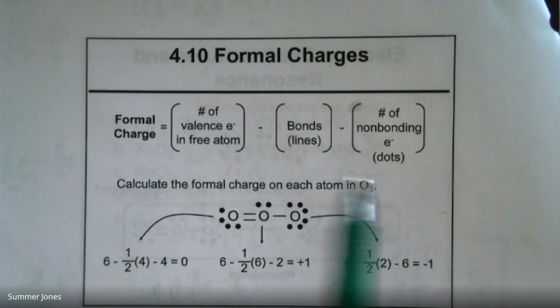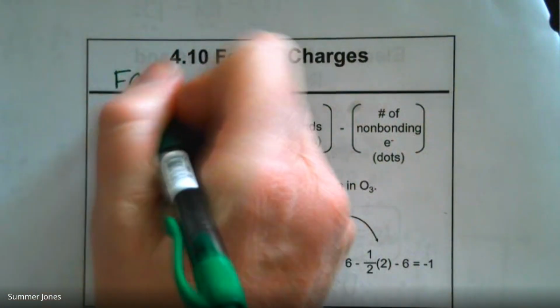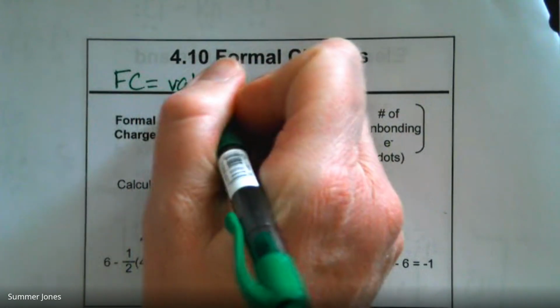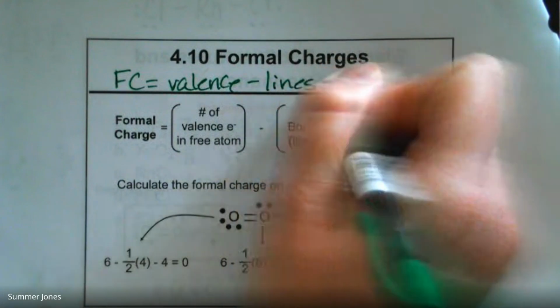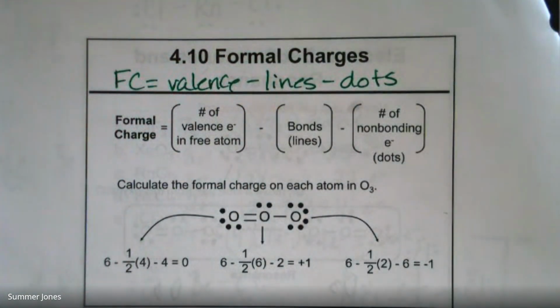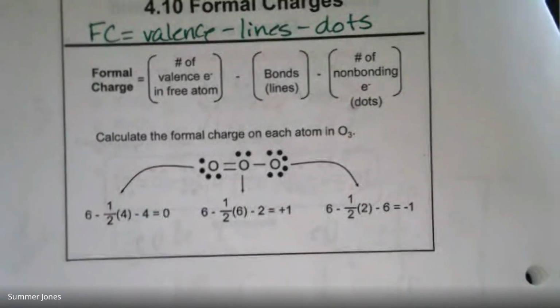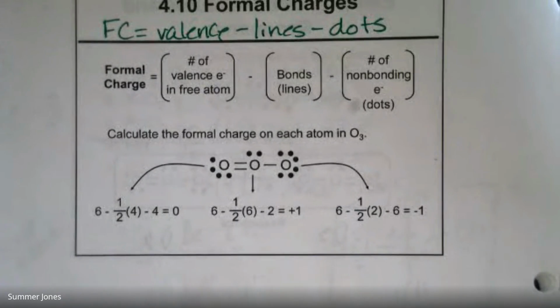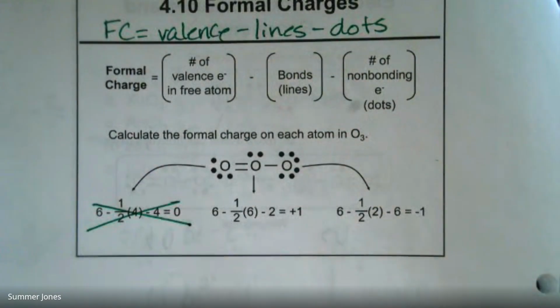This is a hard formula to remember, but you'll hear me keep saying formal charge equals valence minus lines minus dots. That's a little bit easier to remember. Valence minus lines minus dots. So let's look down here. This is not typically the way that formal charge is calculated, so you might see some halves. We're going to ignore those. We're going to come out with the same number, but we're going to ignore those.